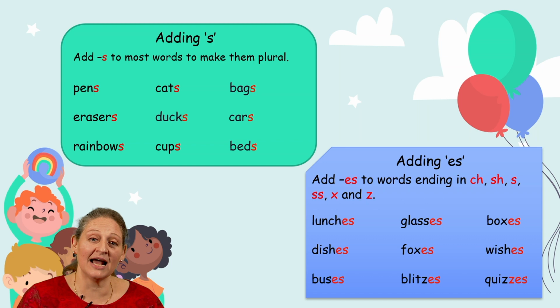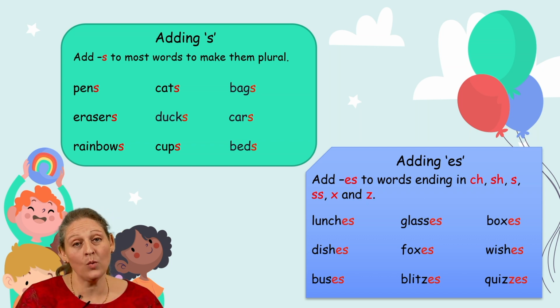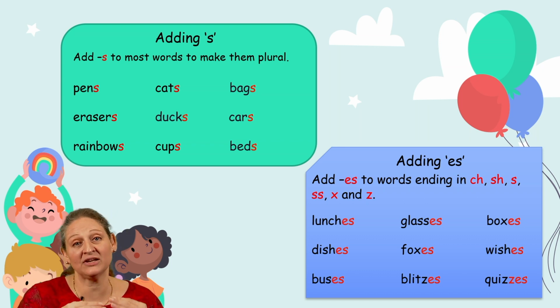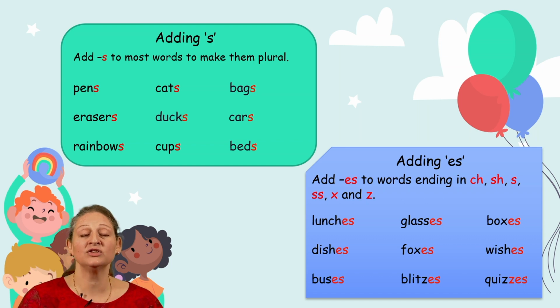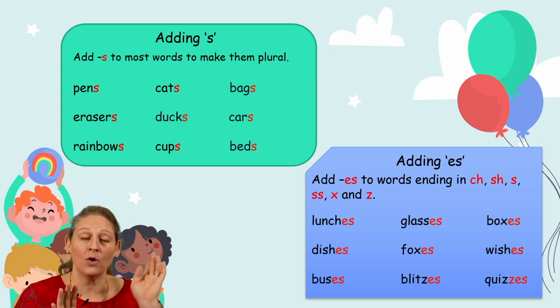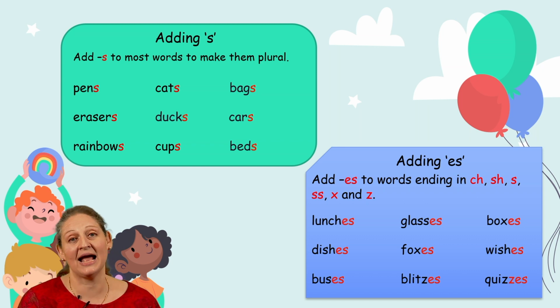And let's look at the last word, quiz. It ends with Z, but this one is special. Sometimes when a word ends with Z, we have to double the Z and add ES. We have to add an extra Z and add ES. So we get quizzes. Not always, but sometimes.